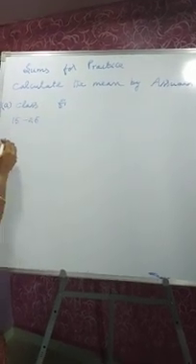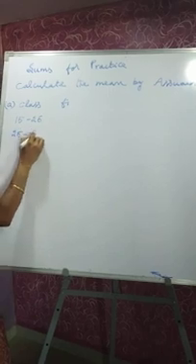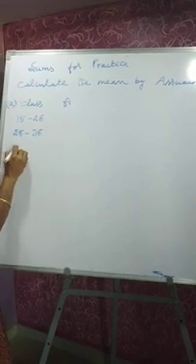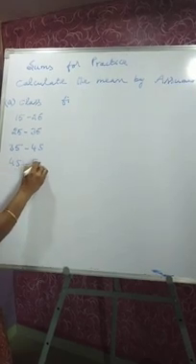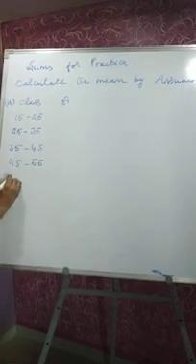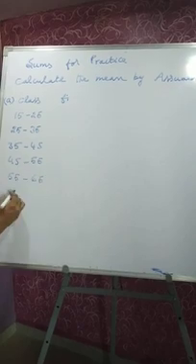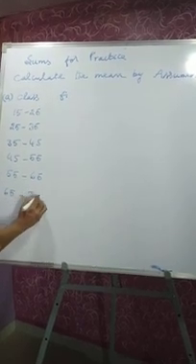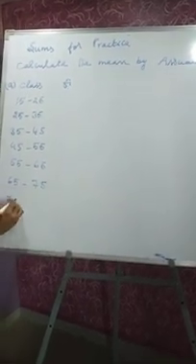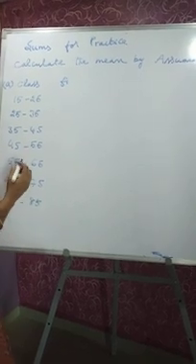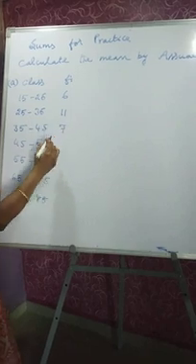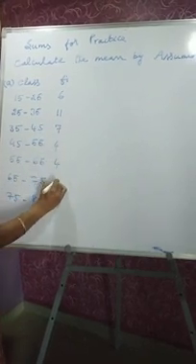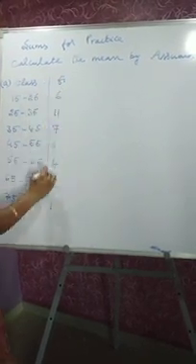First class is 15 to 25, 25 to 35, 35 to 45, 45 to 55, 55 to 65, 65 to 75, 75 to 85. Corresponding frequencies are 6, 11, 7, 4, 4, 2 and 1.